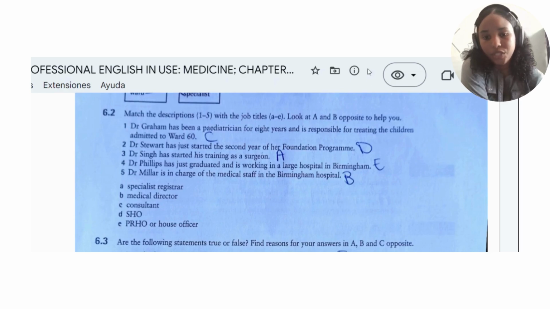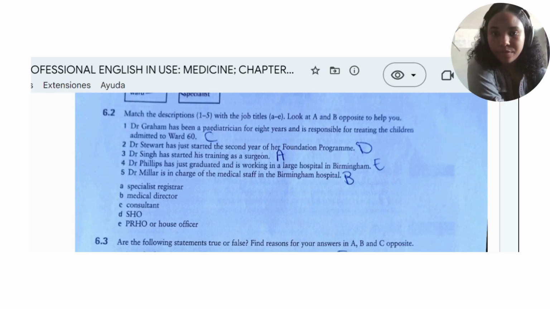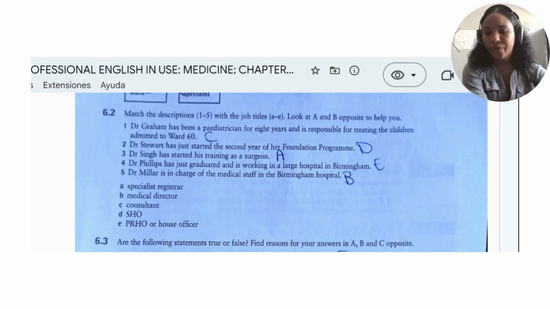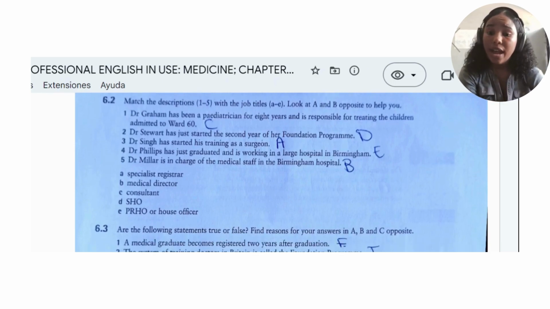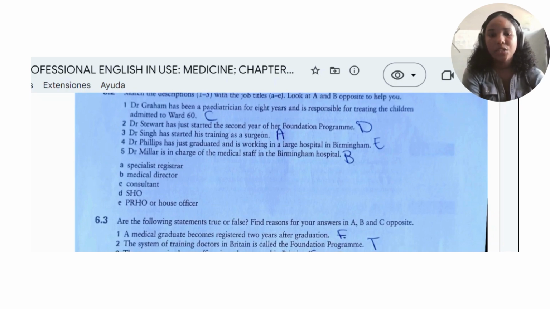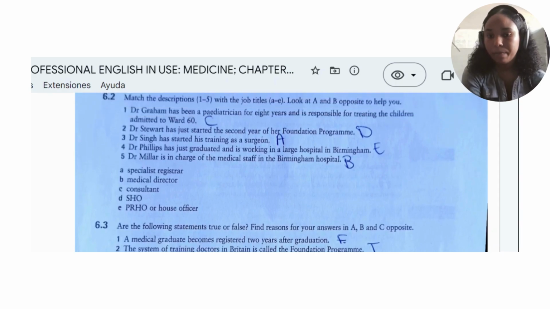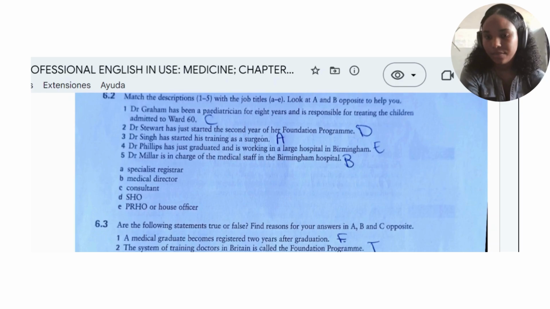Match the descriptions with the job titles. Look at A and B opposite to help you. 1. Dr. Graham has been a pediatrician for 8 years and is responsible for treating the children admitted to Ward 60. C. Consultant. 2. Dr. Stewart has just started the second year of her foundation program. D. SHO. 3. Dr. Side has started his training as a surgeon.